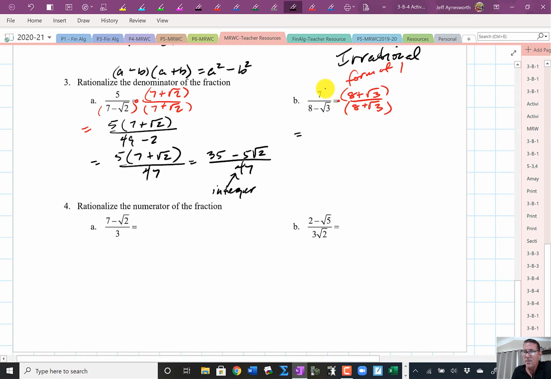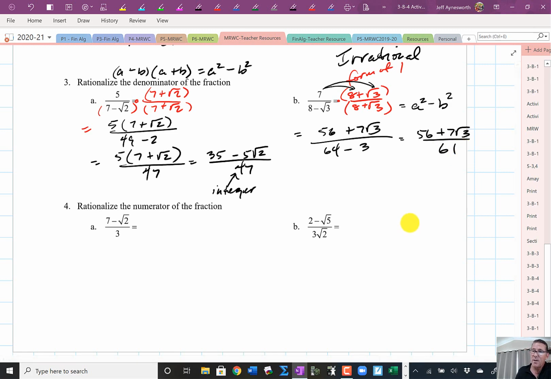You multiply. So let's distribute through here. We're going to get 56 plus 7 root 3. And again, this is equal to a plus b times a minus b, which is the difference of squares. So you're going to square the 8 to get 64. You're going to square the root 3 to get 3. So the end result is 56 plus the 7 rad 3, all divided by 64 minus 3, which is obviously 61. And that is how it's done.